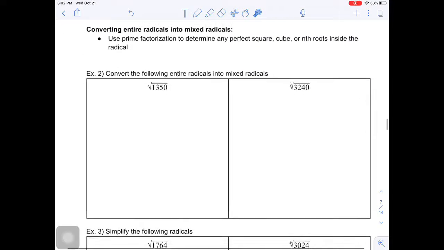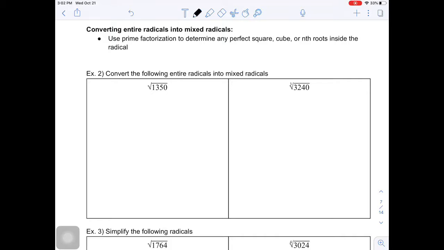So converting entire radicals into mixed radicals. We're going to utilize prime factorization. Hopefully you guys really took the time to learn prime factorization because we use it a lot. We're going to use prime factorization to determine any perfect square, cube, or nth root.